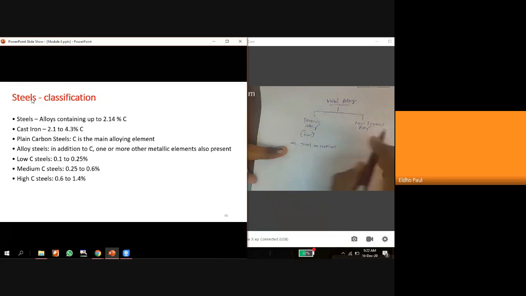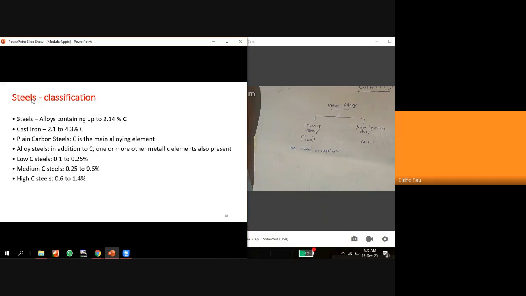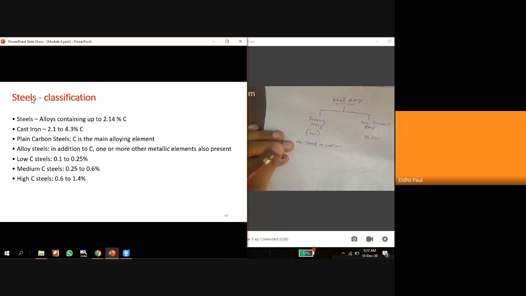In non-ferrous alloys, we have different constituents like aluminium or copper, which are different types of primary constituents. More specifically, the important engineering materials are ferrous alloys, steel, and copper. So we may use steel or iron, the ferrous alloys, for different engineering applications.